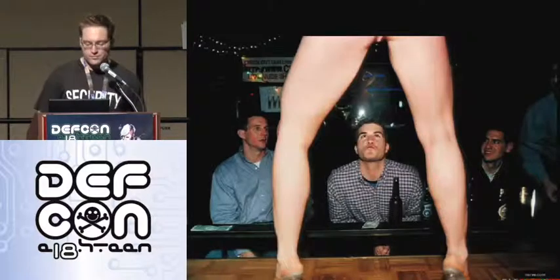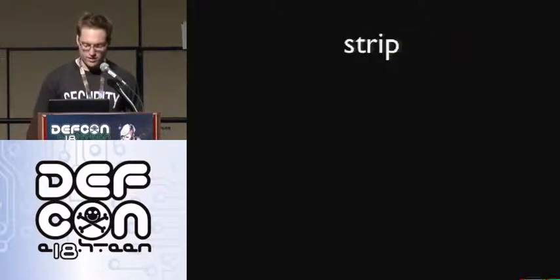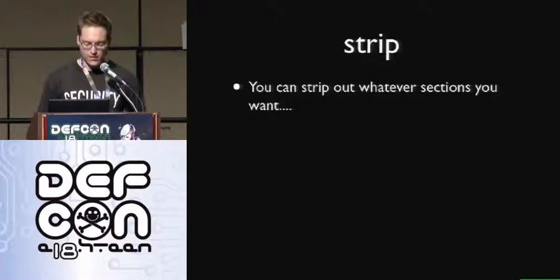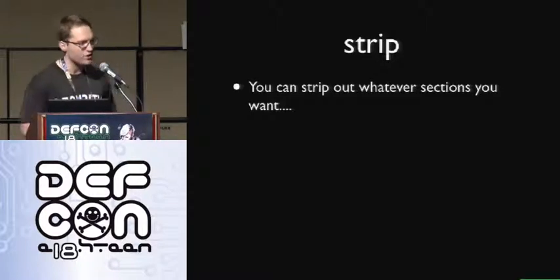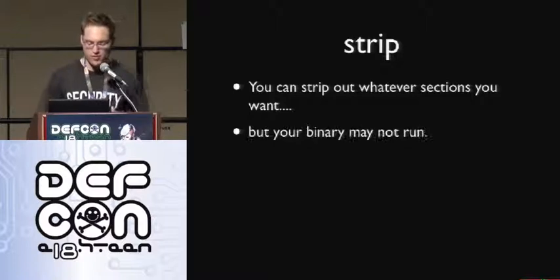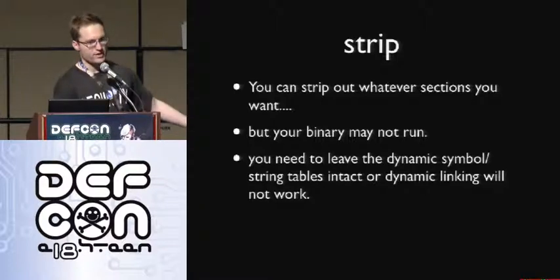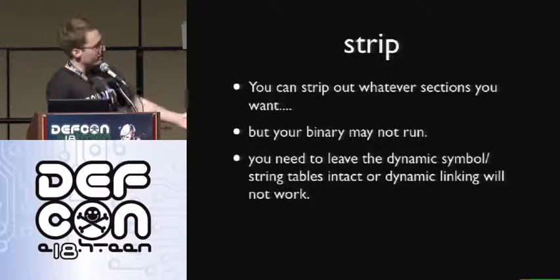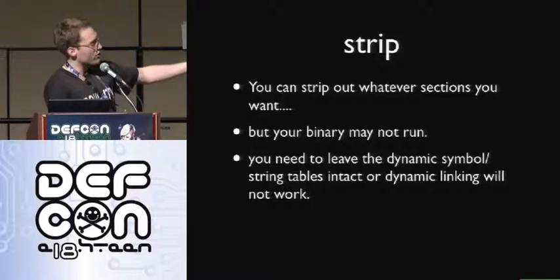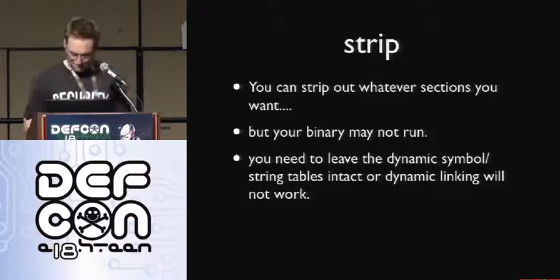We also need to talk about strip, not that kind of strip. There's a strip binary that you can run. It'll strip out whatever sections you want. You can go through stripping as many sections as you want out of your binary, but the problem is your binary may not actually work after you do that. So you need to obviously leave the text section in. If you strip the text section, you have no code, and having no code is no fun. You also need to leave in the dynamic symbol and string tables, otherwise dynamic linking will fail.